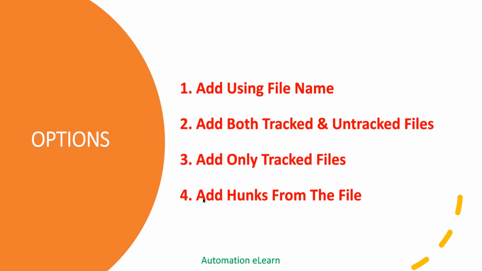First, we will see how to add a file using the file name, which is the very common way to add your files to the staging index. The second option is to add both tracked and untracked files, and the third one is to add only tracked files. And we have a fourth option where we do not add a complete file but hunks from the file. So we will understand how to add specific changes from a single file to the staging index. So these are the four different ways which we are going to understand in this video.